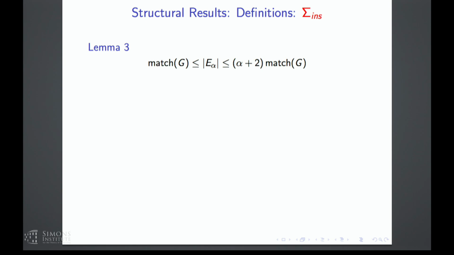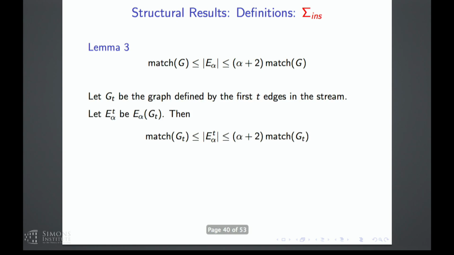However, we need to do a little more work to define sigma insert. So let's say that G sub t is the graph consisting of the first t edges in the stream. And here we're dealing with an insert-only stream, so G sub t is always a subgraph of G. And we'll let E alpha t be the set E sub alpha defined on this subgraph. Applying the lemma, we know that the size of the set is an alpha plus 2 approximation of the matching in the subgraph G sub t.